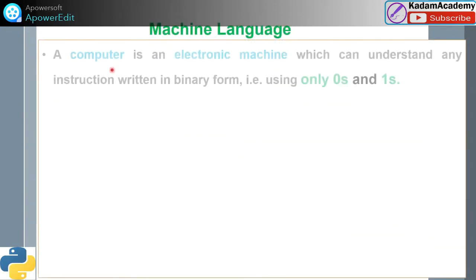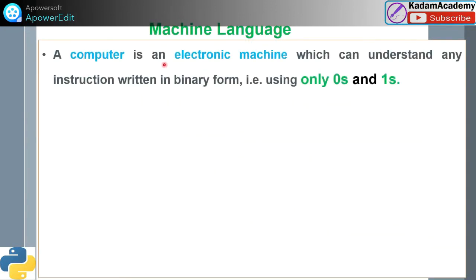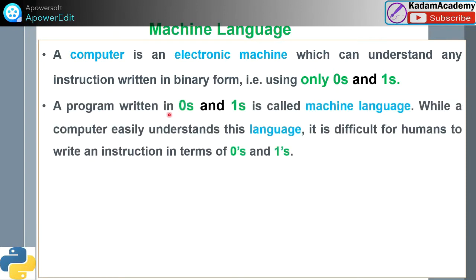In machine language, what will happen? Computer is an electronic machine. Already we have discussed. What is it that this computer machine can understand? Electronic machine can understand the instruction written in binary form. Binary means what? Either 0 or 1. There must be a 0 or 1 when we type it, so that it will be understood by that machine. A program written in zeros and ones is called machine language.